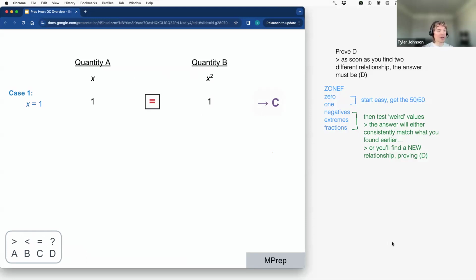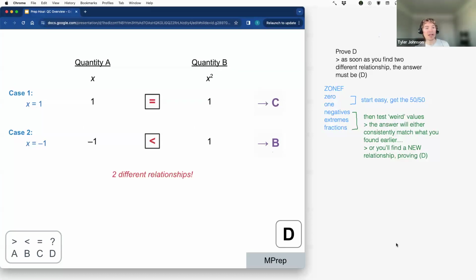And if I go with a negative next, like -1, that creates a different relationship where the square is bigger than what I started with. So at that point, I've got my two different relationships, and I've proven that the answer is D.